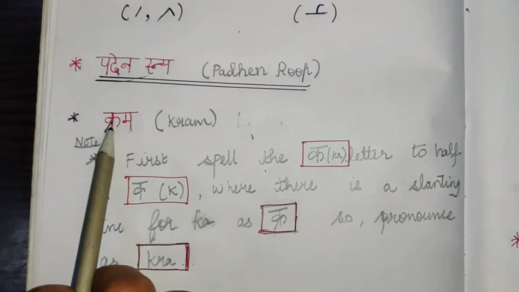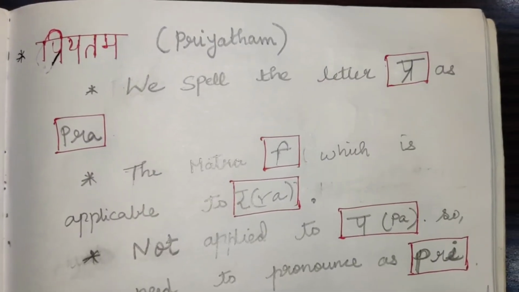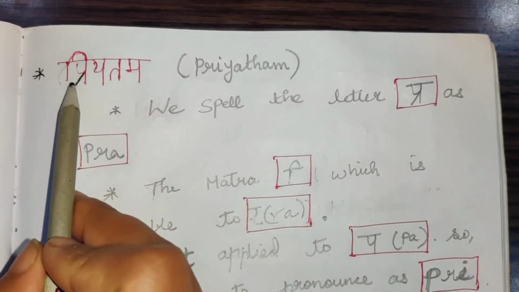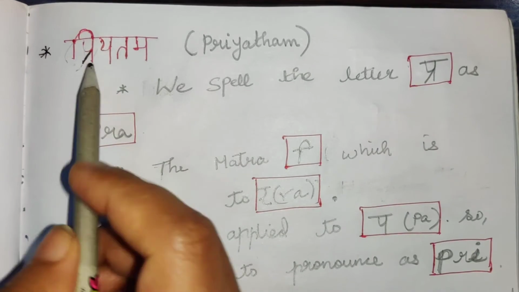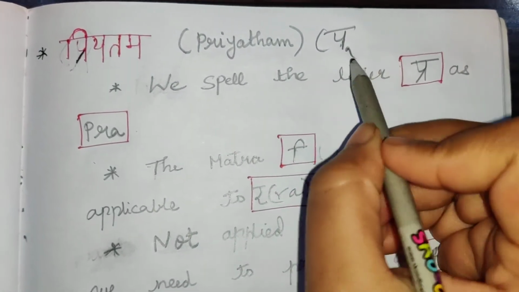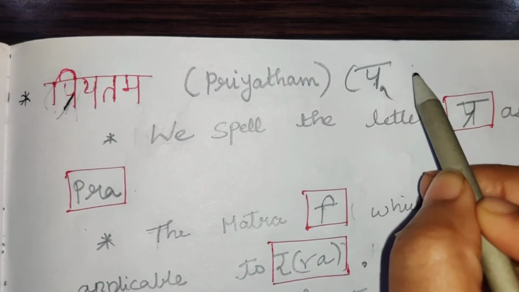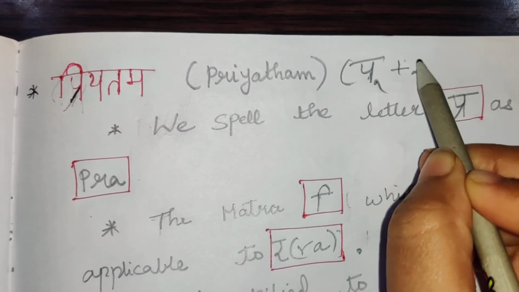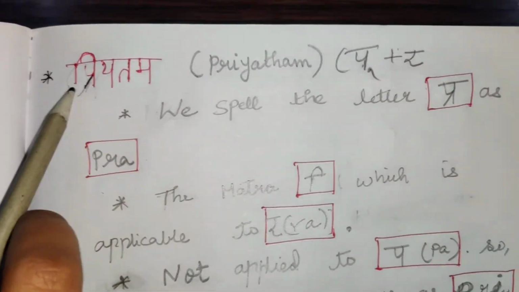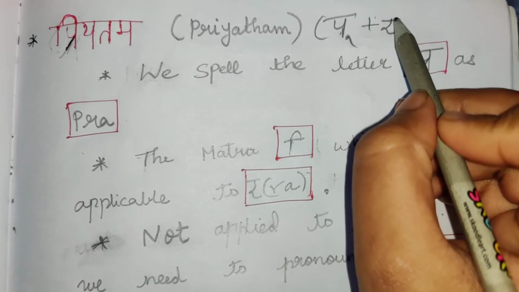So first we sound Kra, Mra, Tra, like that, whenever you see a slanting line. And next we have Priyatam. Priyatam means favorite. First we have to note this is Pa, but we have to sound it like a half Pa. And then you have a slanting line, that is Ra. You have to pronounce it as a full Ra. But you have a matra in this. It is the E matra.